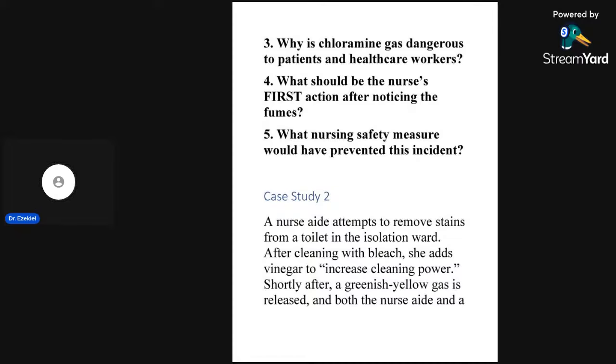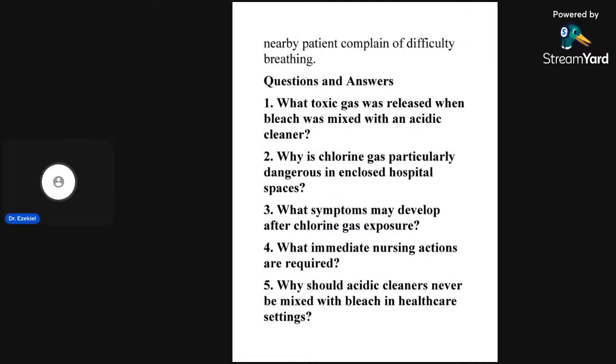So a nurse attempts to remove stains from a toilet in the isolation ward. After cleaning with bleach, she adds vinegar to increase cleaning power. You understand how people feel that adding different disinfectants can make it cleaner, make it better. Shortly after, a greenish yellow gas is released, and both the nurse and a nearby patient complain of difficulty breathing. Question: what toxic gas was released when bleach was mixed with an acidic cleaner?